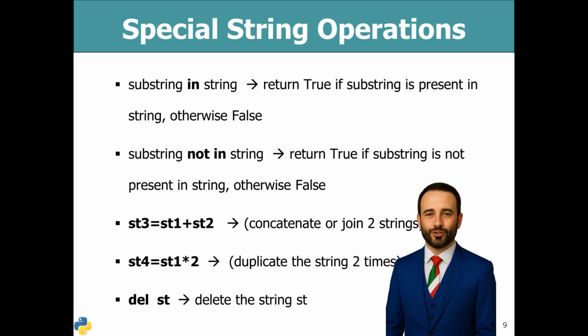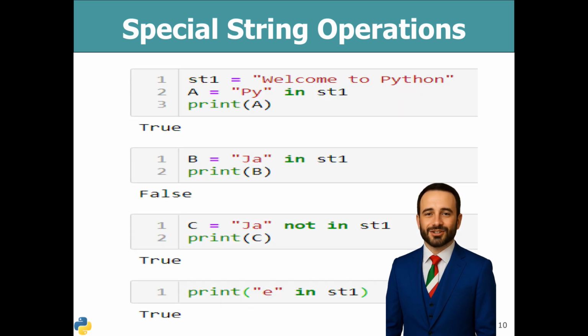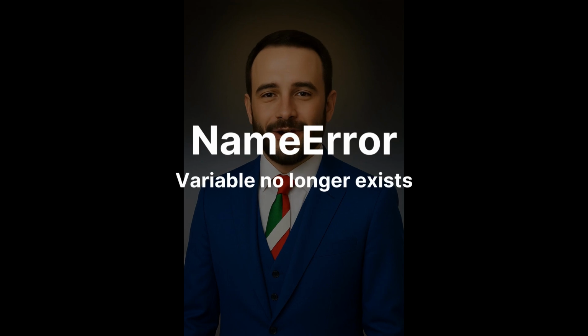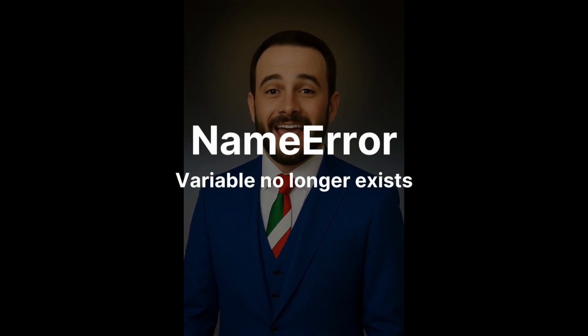Special operations include in and not in for substrings, plus for concatenation, asterisk for duplication, and del to delete a string. Day in good day is true, but Day in good day is false due to case sensitivity. sd1 plus sd2 concatenates good and day to good day. sd1 asterisk 3 repeats py 3 times. Printing a string after del results in a name error, as the variable no longer exists.